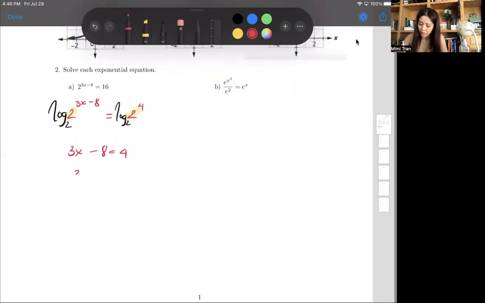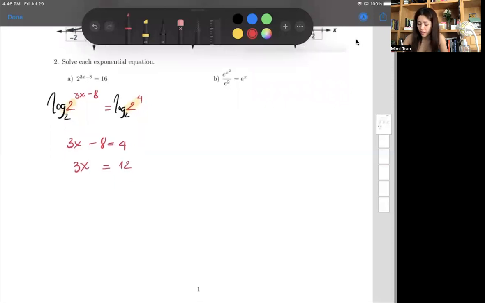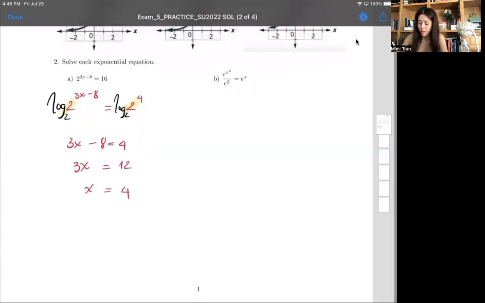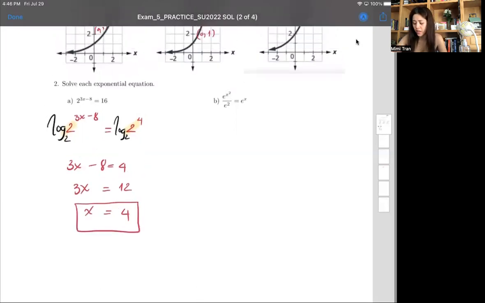So add 8, I have 3x equals 12. Divide both sides by 3, x equals 4. And you can check if you want. It is not required, but you can check. Put x into the original. So 3 times 4 is 12, 12 minus 8 is 4, 2 to the 4 is 16. Right, so it checks.